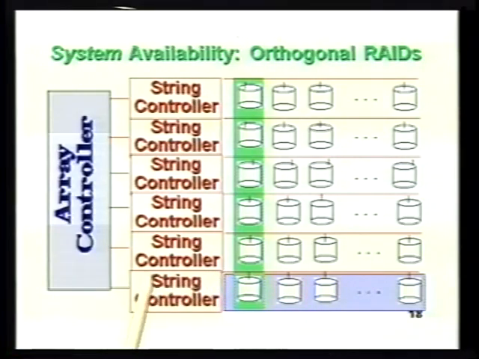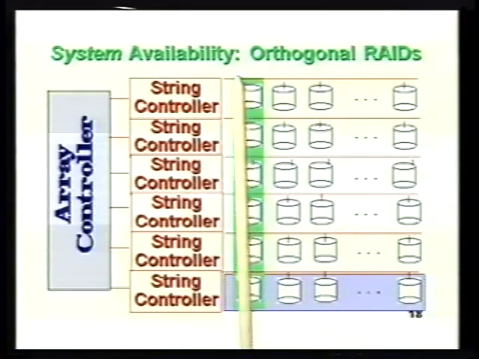If this string were to break, that would disconnect all of these disks from the computer system. Now, this RAID thing works provided we only have one broken disk. We can reconstruct it. But all of the information in this group would be disconnected. That would mean we couldn't reconstruct that information.